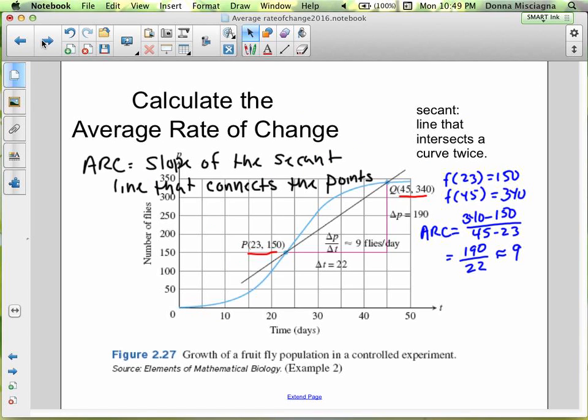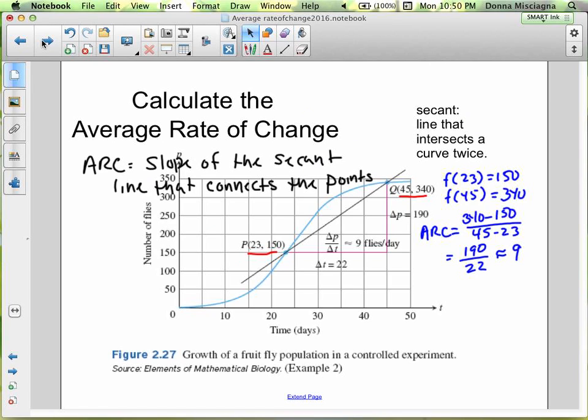All right, so here we have it already done. Here we're going to calculate the average rate of change. Remember, average rate of change is the slope of the secant line that connects the points. So this is the growth rate of fruit flies. The two values we're looking at are f of 23, which is 150, and f of 45, which is 340. To find the average rate of change, you would take the difference in the y coordinates, match it up with the appropriate x coordinates, and then simplify.